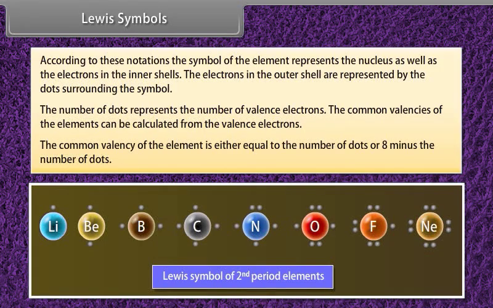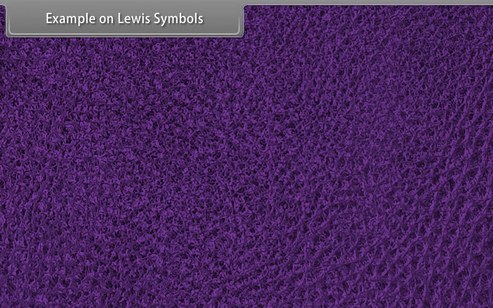The common valency of the element is either equal to the number of dots or 8 minus the number of dots. For example, the common valencies of lithium, beryllium, boron and carbon are 1, 2, 3 and 4 respectively, while those of nitrogen, oxygen, fluorine and neon are 8 minus number of dots, that is 3, 2, 1 and 0 respectively.